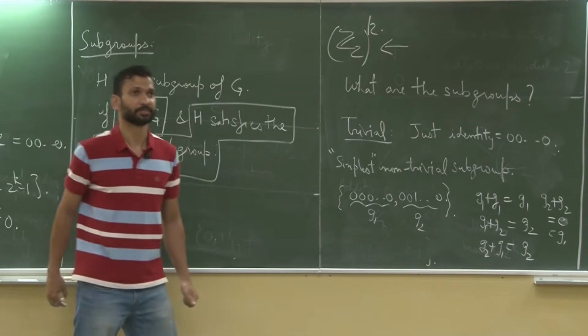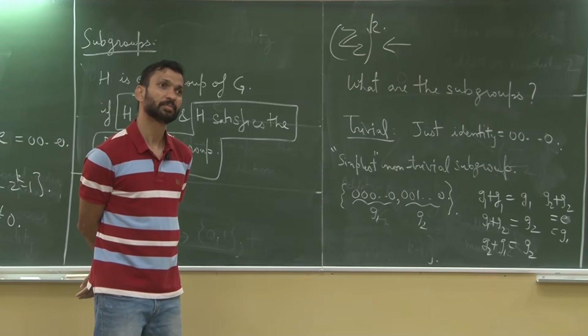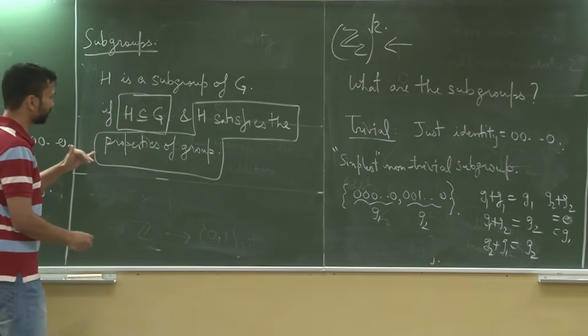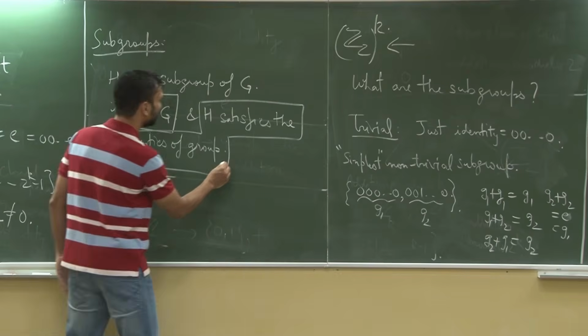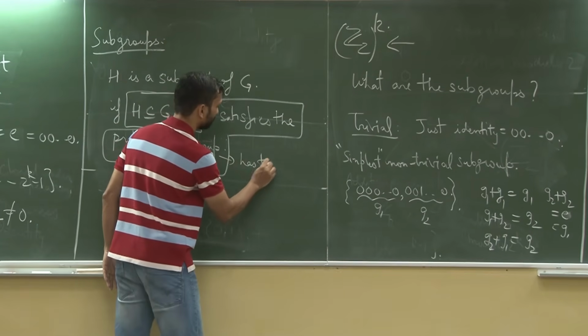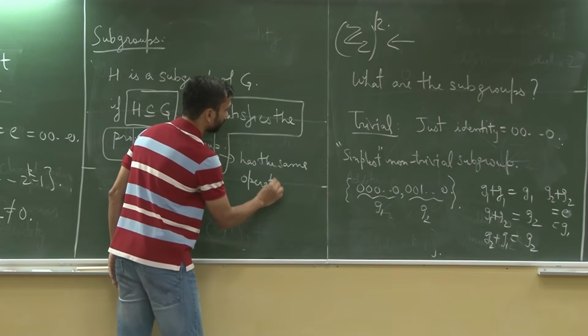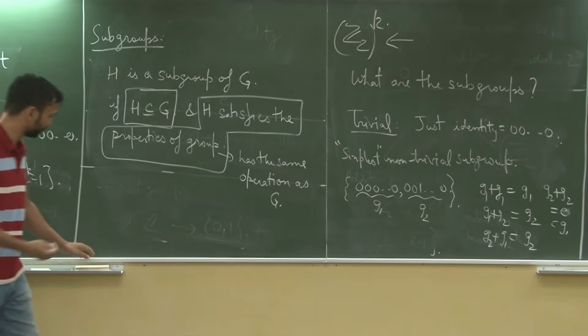It might be implicit, but the subgroup should have the same operation. Yes, thank you. I should clarify this: it satisfies the properties of a group in the sense that it has the same operation as G. Thanks for this clarification.